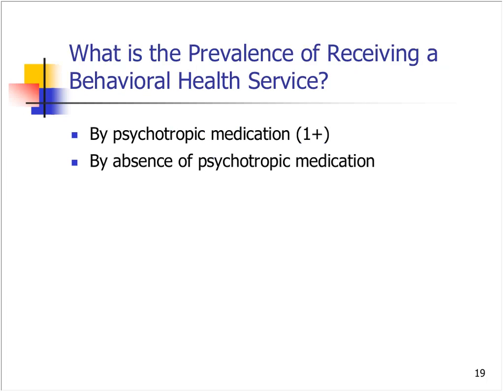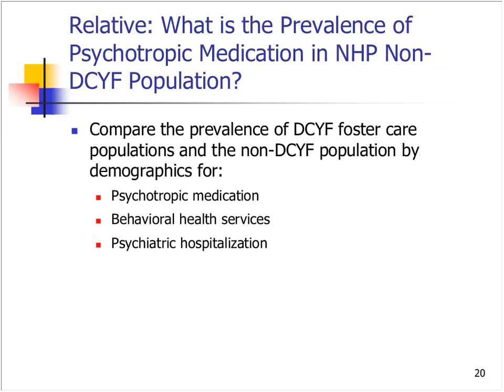Referring to bullet number 2, when we were digging in deeper, what is the presence of receiving a behavioral health service? By psychotropic medication of 1 or more, or by an absence of psychotropic medication. And we wanted to really look at the relationship between psychotropic medication and behavioral health services. As Rhode Island is implementing a system of care, we're really trying to increase the number of our community-based, evidence-based programs, and so we wanted to monitor the relationship as those programs increase, what is occurring with our psychotropic medication utilization. Next slide, please.